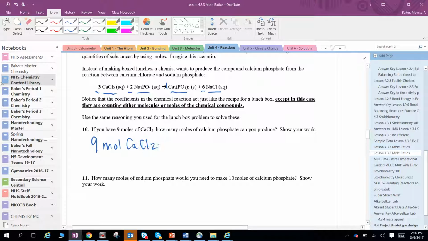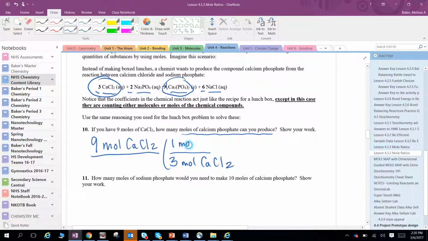It's always a good idea to start by writing what you've got. It wants you to figure out how many moles of calcium phosphate you can produce. Well, for every 3 moles of calcium chloride, you only make 1 mole of calcium phosphate. So it's going to cut it down by 1/3. We could do it in our head, of course. Oops, I wanted to add moles in here. For every 3 moles of calcium chloride, you produce 1 mole of calcium phosphate.